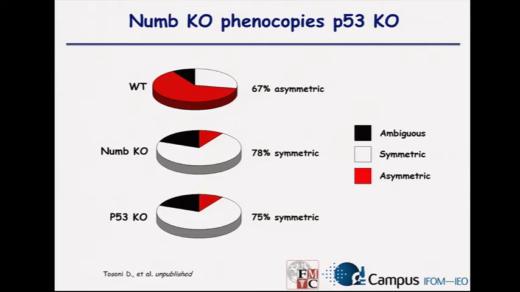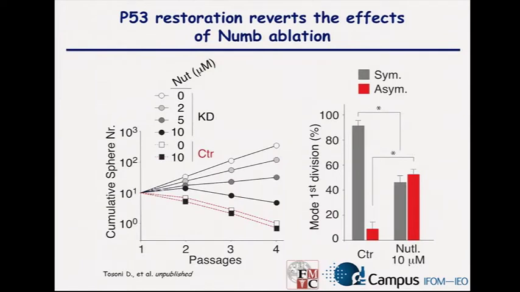We have done it both by knocking out NAM specifically in the mammary gland. We have done it also by knocking it down in normal cells. The result is the same. You see that basically the phenotype of the NAM KO and the p53 KO is indistinguishable. These cells mostly divide symmetrically. So when you take NAM out, now there is no p53, and so the cell behaves functionally as a p53 minus strain, and there is a complete phenocopy of the phenotype.